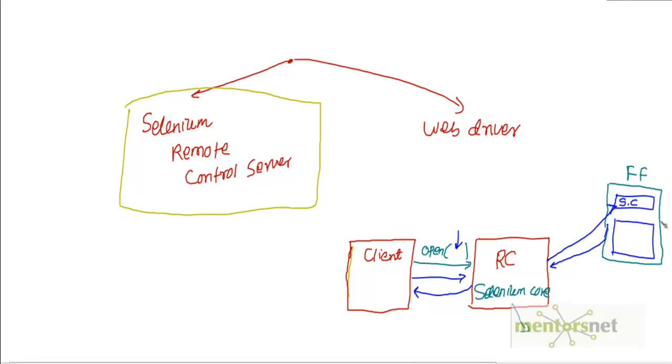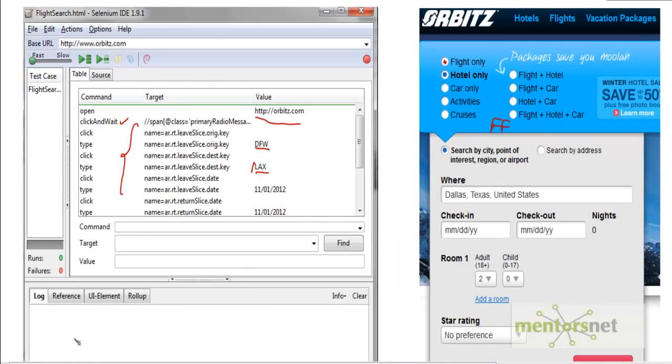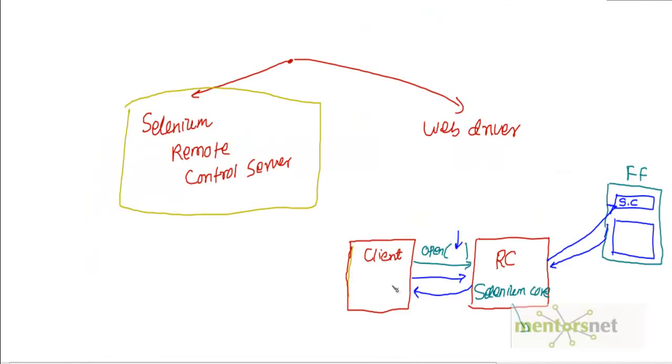So this is the architectural diagram of the remote control server, where the server is written in Java and is just a proxy between the client and Firefox. The client is something similar to the IDE, giving these commands. It is basically a programming language giving these Selenium commands to the remote control server. That means any language that can send a bunch of commands to the Selenium server can be a client, and this can be implemented in multiple languages like Java, Perl, PHP, Python, Ruby, and so on.